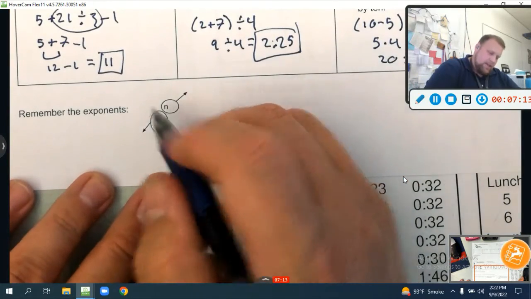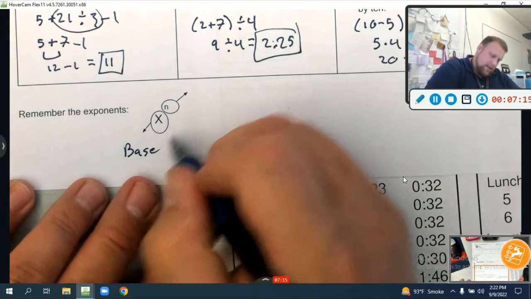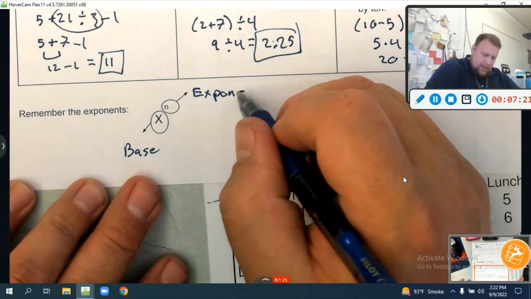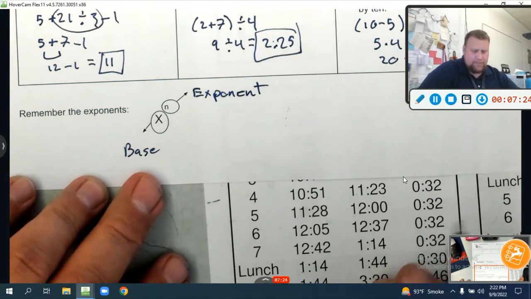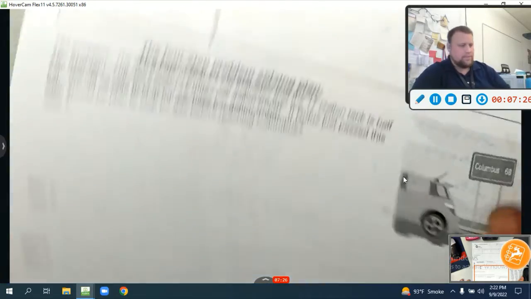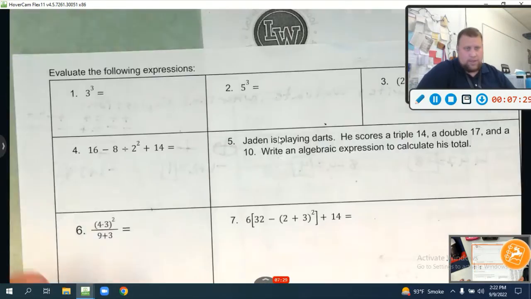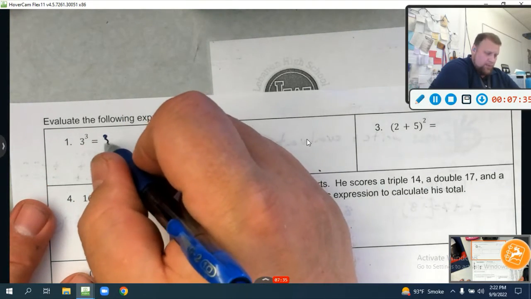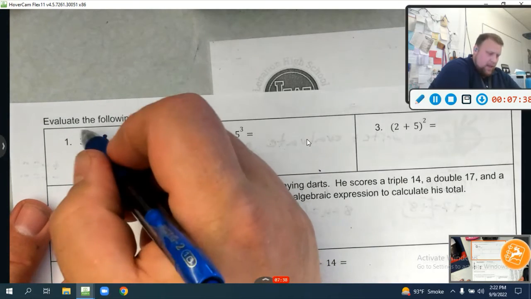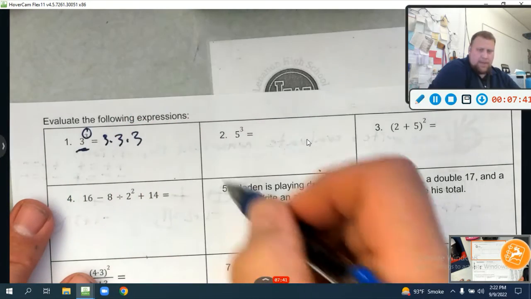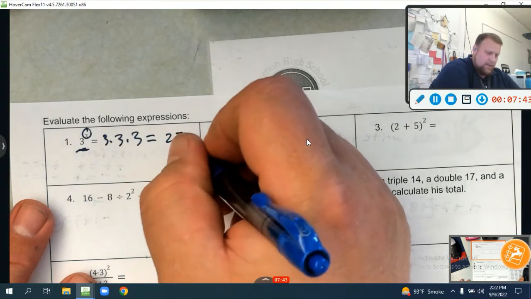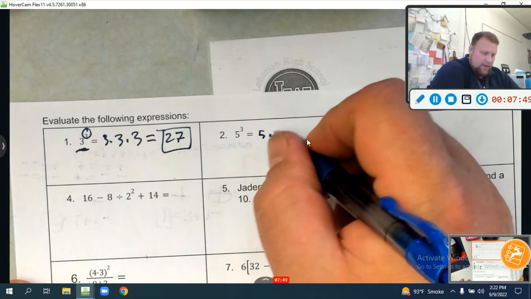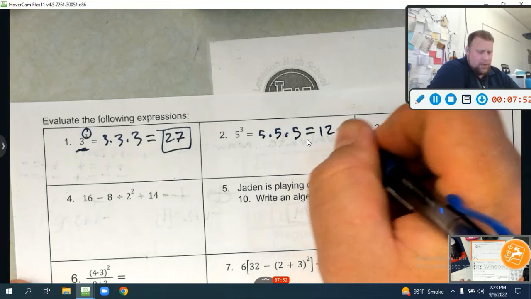Okay, let's look at this right here. Don't forget, in an exponent, this is the base. This is the exponent. This is exponential form, but the exponent is the power we're raising it to. And what does an exponent actually mean, guys? Well, 3 to the 3rd power doesn't mean 3 times 3. It means 3 times 3 times 3. This exponent tells me how many times to multiply the base times itself, which ends up being 27. In the same way, 5 to the 3rd is not 5 times 3. It is 5 times 5 times 5, which equals 125.